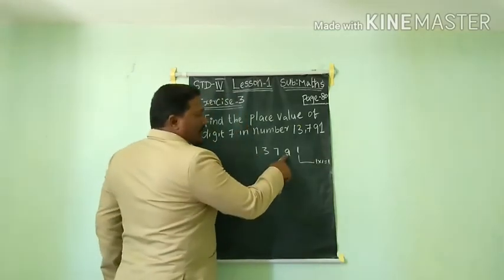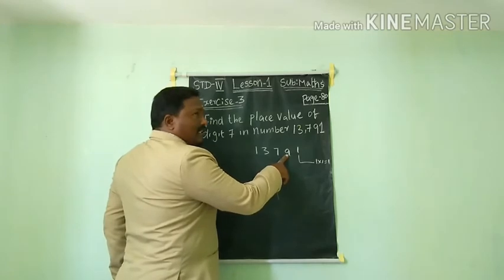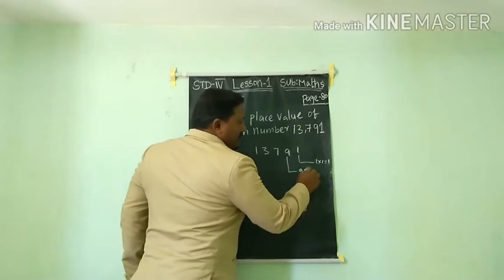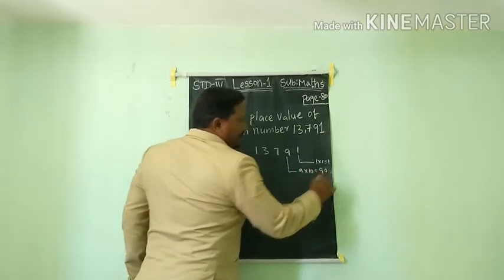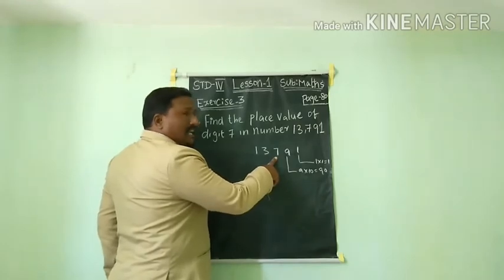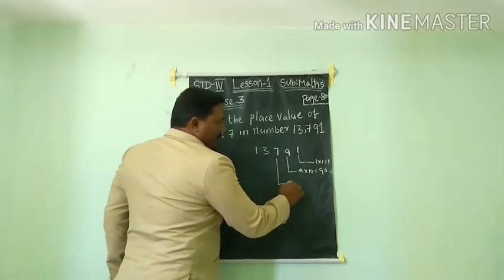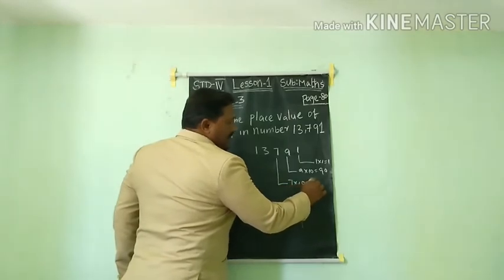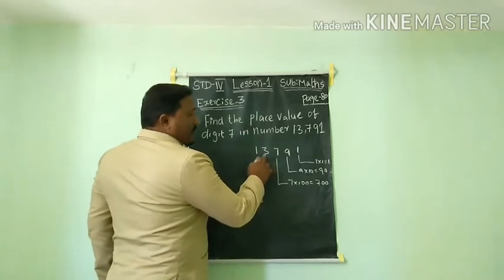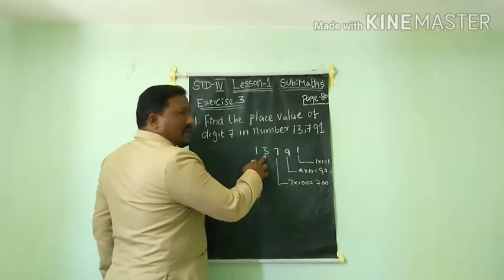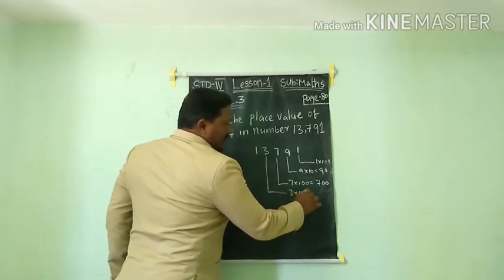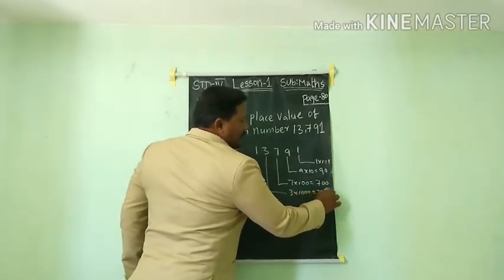Okay, then what's the face value of 9? 9 only. But what's the place value? 10's place. So 9 into 10 is equal to 90. Then the face value of 7 is 7 only, but the place value is 100. So 7 into 100, 700. Okay, then what's the face value of 3? 3 only, but the place value is 1000. So 3 into 1000, 3000.